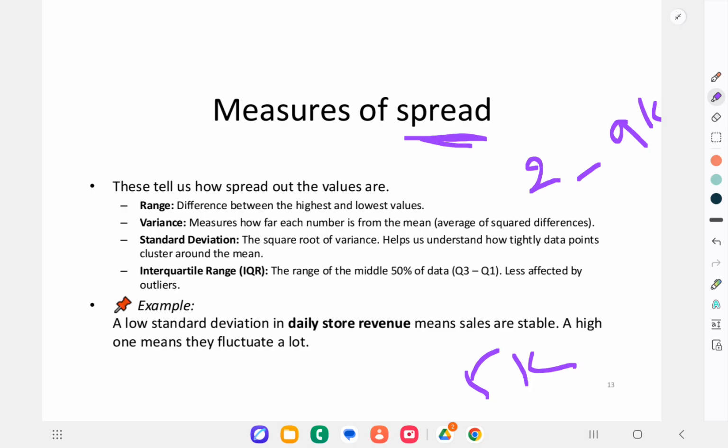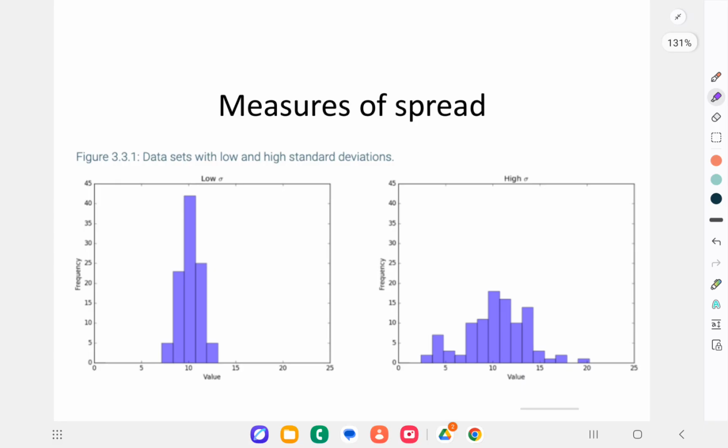A more reliable measure is the standard deviation, right? So it tells you how much the data varies around the mean. So a low standard deviation means most values are close to the average. If we look at this example right here, so this is low standard deviation, and a high one means that the data is all over the place, right?